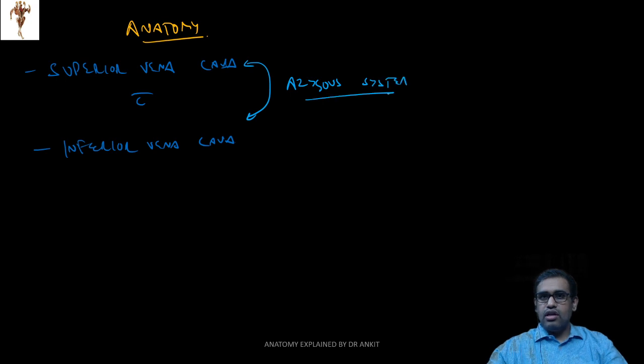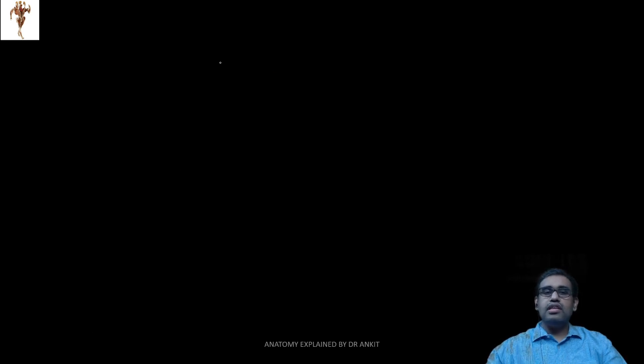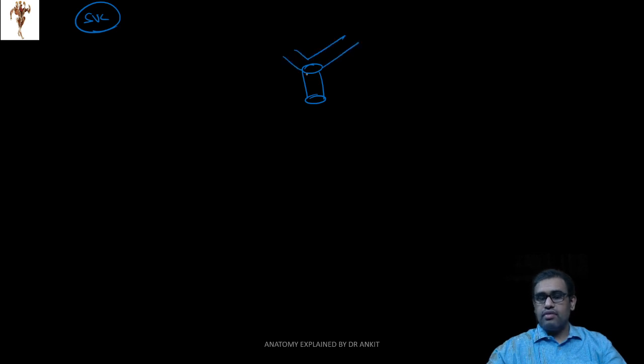Now, to look at the anatomy of the azygous system, we need to know the basics of what the SVC and IVC are doing and where they are located. The superior vena cava drains the blood from the upper part of the body, that is, from the head and neck, the upper limb, and the upper part of the thorax. So yes, the SVC is a big vein, and it is formed by two brachiocephalic veins. There will be one brachiocephalic vein over here and the other one over here.